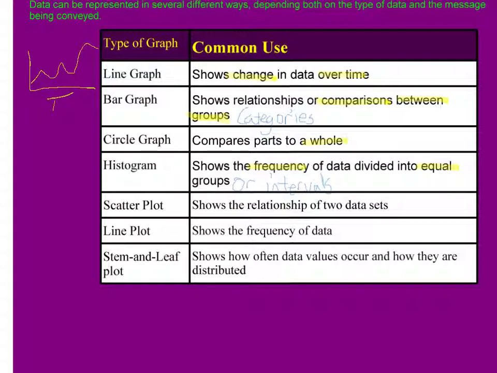Scatter plot was good at showing a relationship between two data sets. And line plot shows the frequency of data, so it might be confused with a histogram, might be hard to distinguish. Stem and leaf shows how often data values occur and how they are distributed. So everything I highlighted are good indicators of which graph would be the best for that situation.